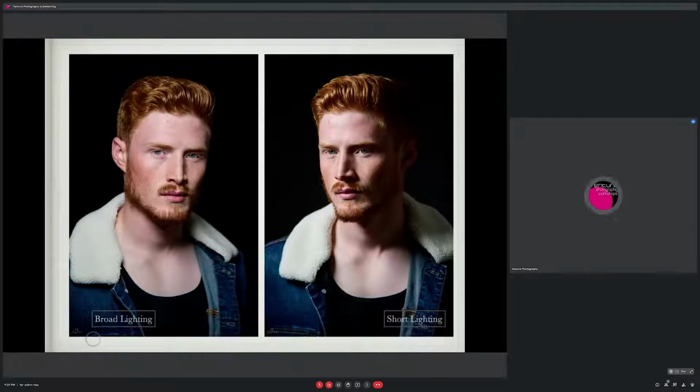Whereas the picture on the right-hand side, I'm shooting from the other side. I've moved to my right, and so shooting from the shadowy side, and it makes his face seem a little bit more triangular, a little bit more narrow, because we don't see the other part of the face that's hidden in the shadow itself. So classically, that's your broad lighting versus short lighting portrait patterns there.